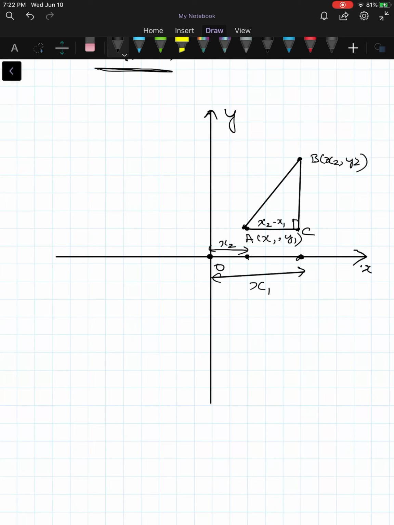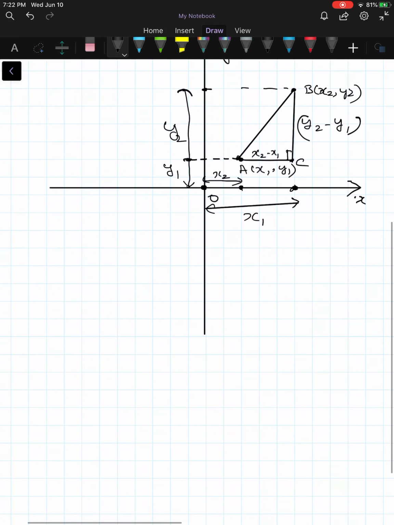The same thing applies to the y-axis as well. The distance between origin and this point is y2 and the distance between origin and this point is y1. So BC is nothing but y2 minus y1. So now we know the lengths of the two sides of a right angle triangle.